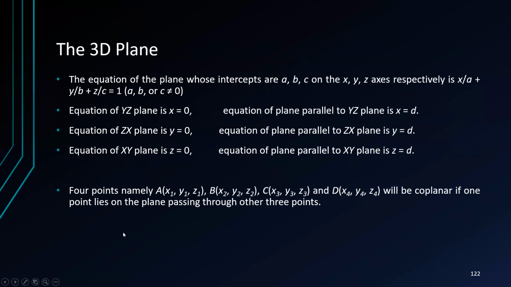Now, the equation of the plane whose intercepts are a, b, and c on the x, y, z axes respectively is x over a plus y over b plus z over c is equal to 1, where a, b, c are not equal to 0.